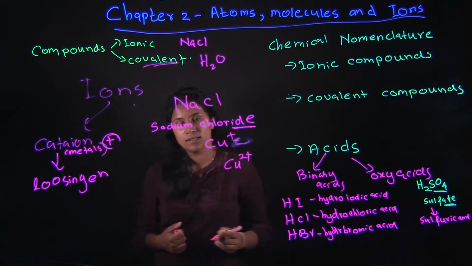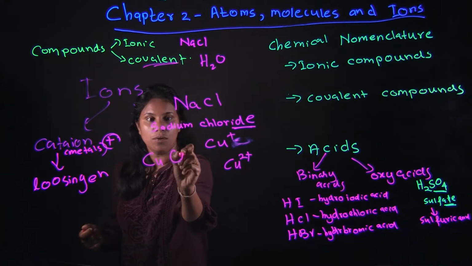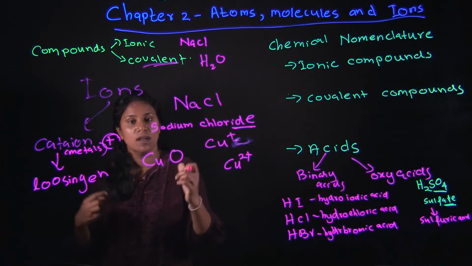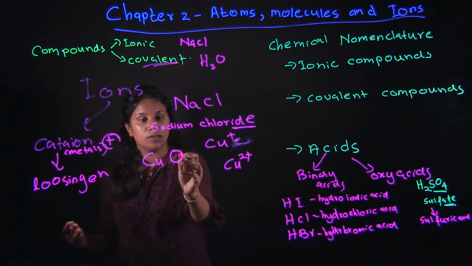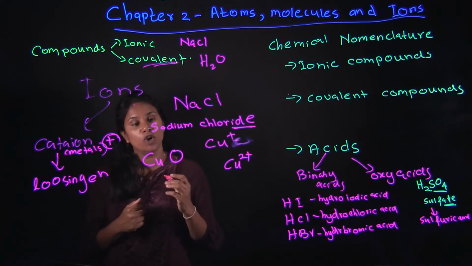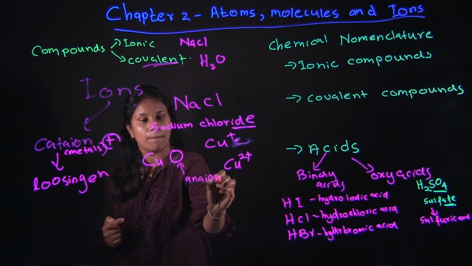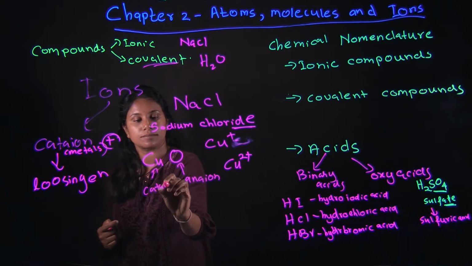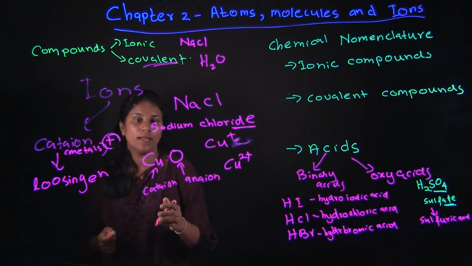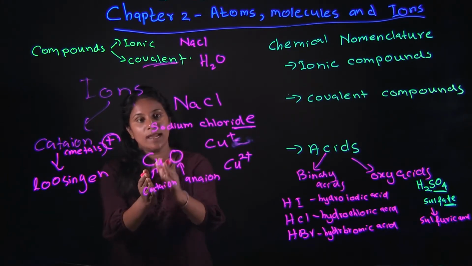So let's write copper oxide: copper, oxygen, CuO. Oxygen always has a charge of 2 minus for the oxide anion. How do you name copper oxide? Oxygen always needs 2 electrons to reach the noble gas configuration, so it forms an anion, and this is the cation. The cation loses 2 electrons and oxygen gains those 2 electrons. So if it is copper 2 plus, it loses 2 electrons, and those 2 electrons are gained by oxygen.